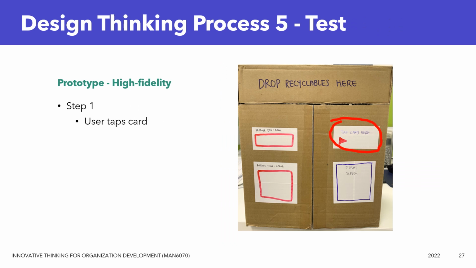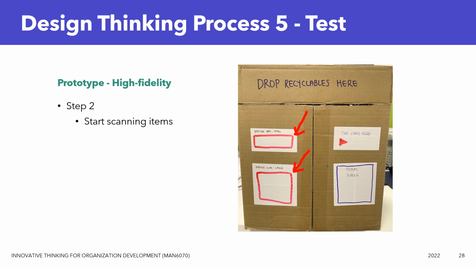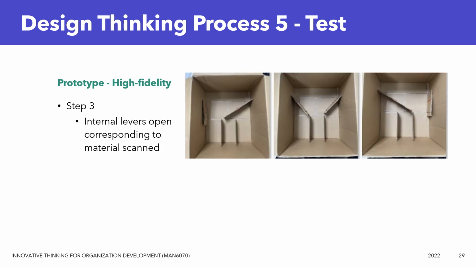Moving on to stage 5 of the design thinking process, I can show you how the recycling machine works. Starting with step 1, a user will tap their rewards card, such as Passion Card, at the top right corner of the machine. Step 2, the user can start scanning their returned products on the left side of the recycling machine, with two areas specified for small and large products respectively.